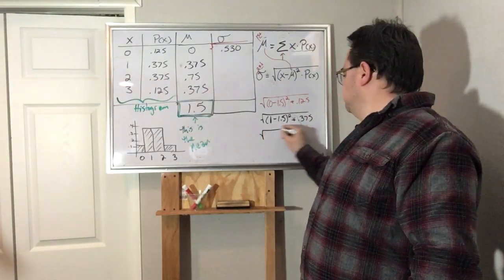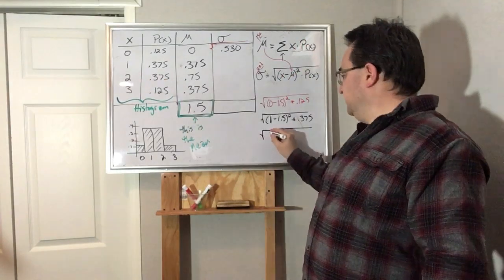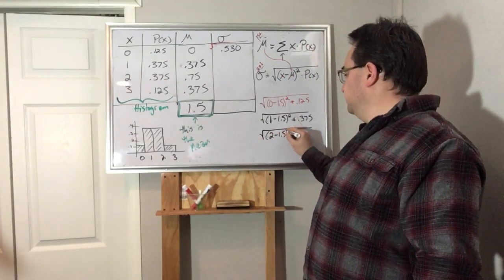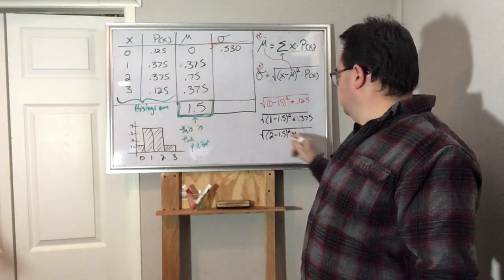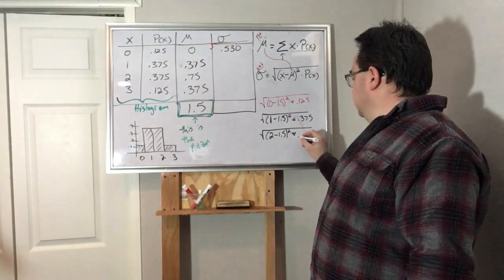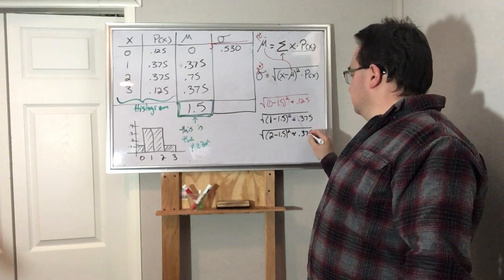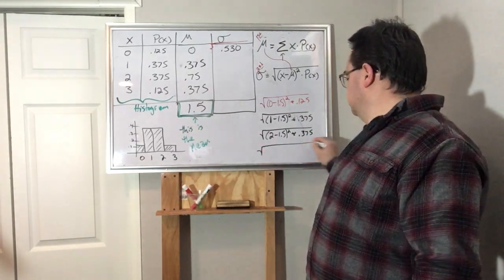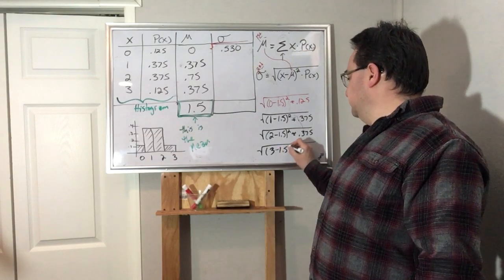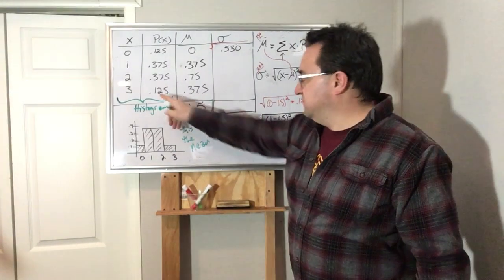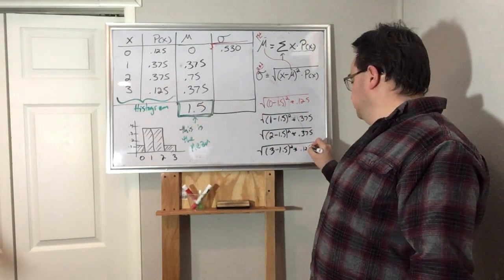This one, that's my x. Mean is the same, and that's my probability. And then the last one, this is my x, the mean is the same, and that's my probability.